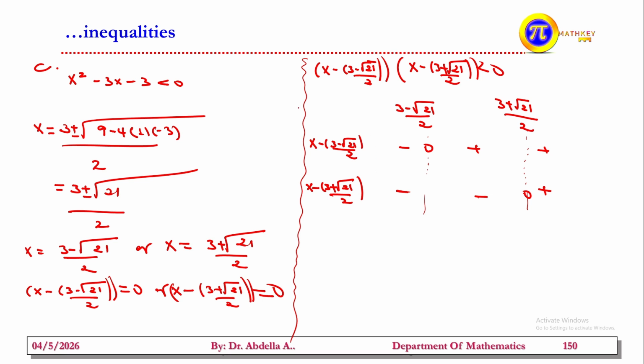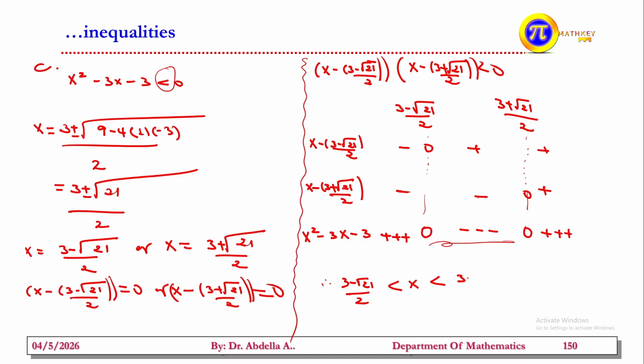Then finally, take the product of the signs for x squared minus 3x minus 3. Negative times negative becomes positive. 0 times negative becomes 0. Positive times negative, it is what? Negative. Positive times 0 is 0. Positive times positive is positive. The inequality says that it is less than 0. Less than 0 means the negative values. Therefore, the value of x which satisfies this is 3 minus the square root of 21 over 2 is less than x, x is strictly less than 3 plus the square root of 21 over 2. This is the value of x.